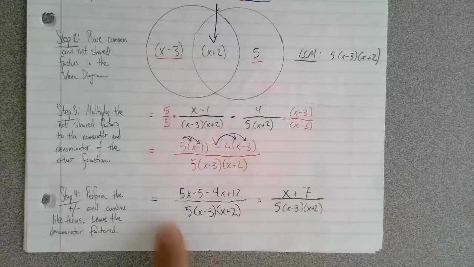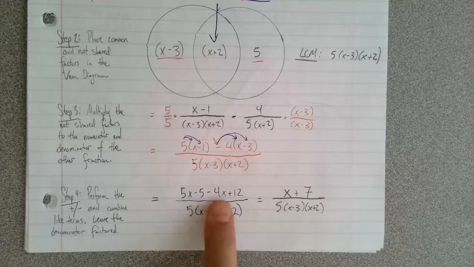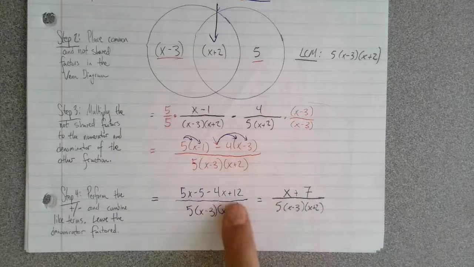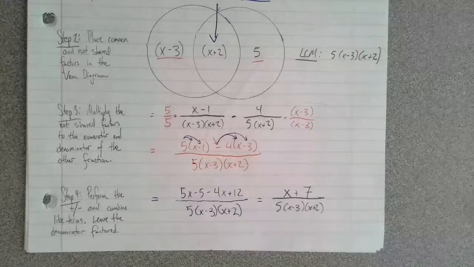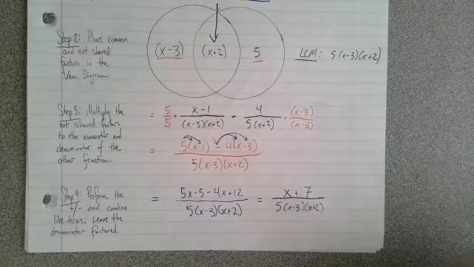Once we've done that, we're going to combine like terms. 5x minus 4x is x. -5 plus 12 is 7. And the nice thing is we're not going to do anything with the denominators here. We're going to leave them in factored form. Or another way of thinking about that is we're not going to multiply all of that back together. So we get to leave that alone. All right, so let's do one more.